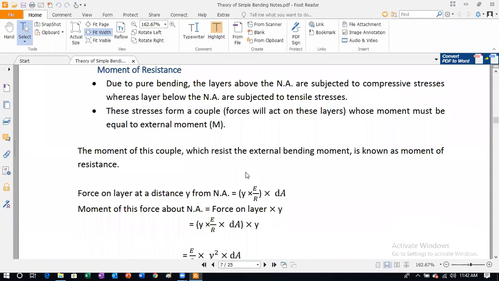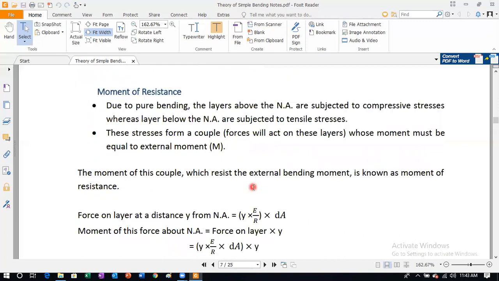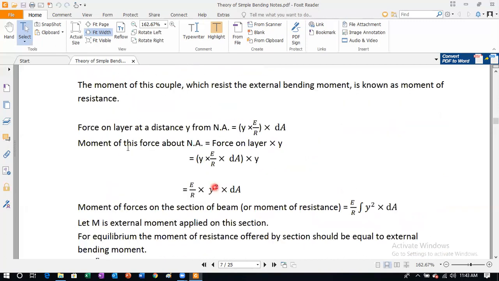Now the force on a layer at a distance y from the neutral axis will equal y multiplied by E upon R multiplied by dA. This is the force on the layer of area dA at a distance y from the neutral axis. Now the moment of the force about the neutral axis is the force multiplied by the perpendicular distance.